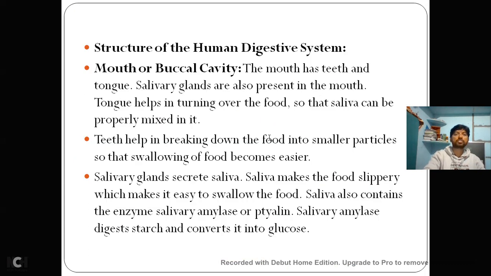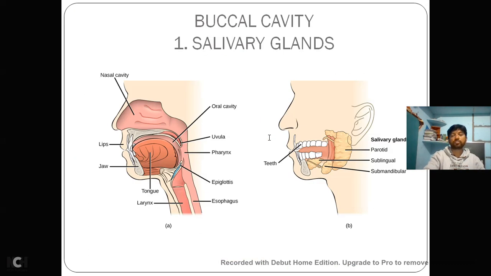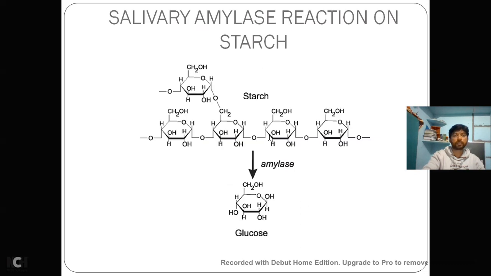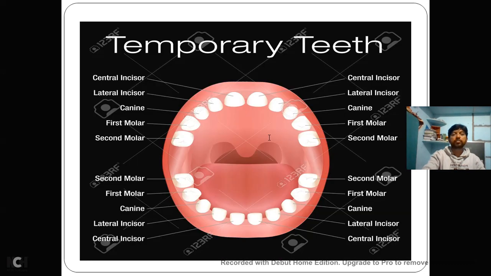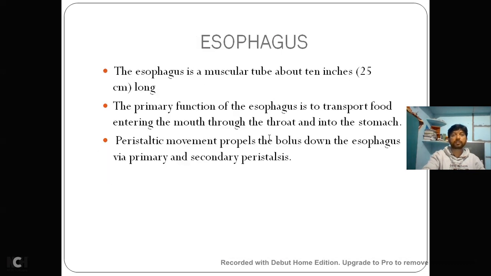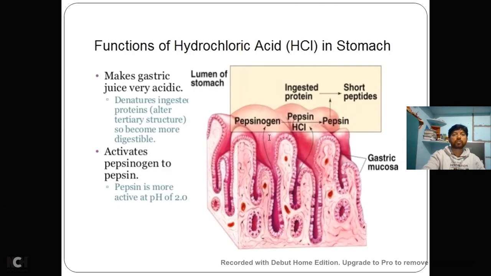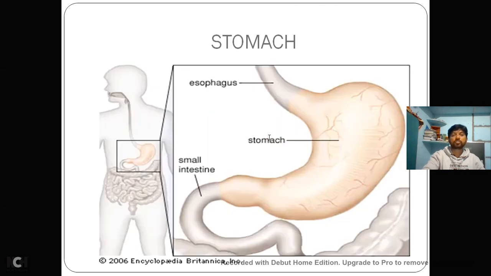Today we are going to discuss the continuation of our human digestive system. In the last video I explained all this, and we stopped at the stomach. Now the food which has reacted with pepsin, mucus and HCl, we call chyme. Now the chyme will enter into the small intestine.